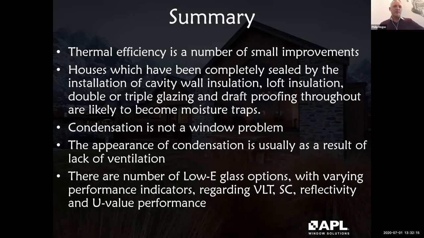So very briefly, a summary. Thermal efficiency is a small number of improvements, both with the frame, maybe the position of the frame in the wall, and of course the glass, and then either the air or the low E on the inside of that airspace. But houses have been completely sealed up by the installation of cavity wall insulation, loft insulation, double or triple glazing, and of course they've become a bit of a moisture trap. The most important thing I want you to take away is probably that condensation is not a window problem, but the appearance of condensation is usually as a result of poor ventilation.